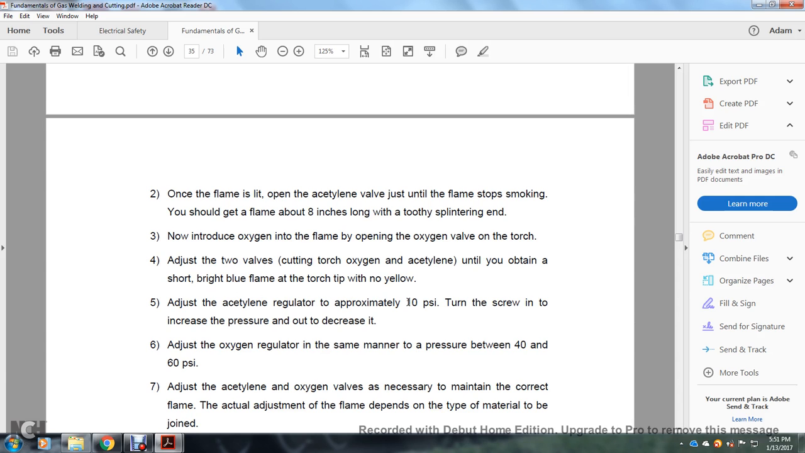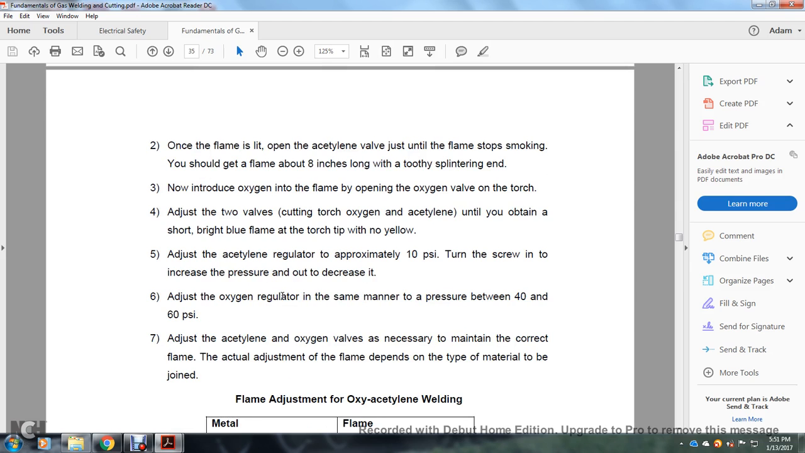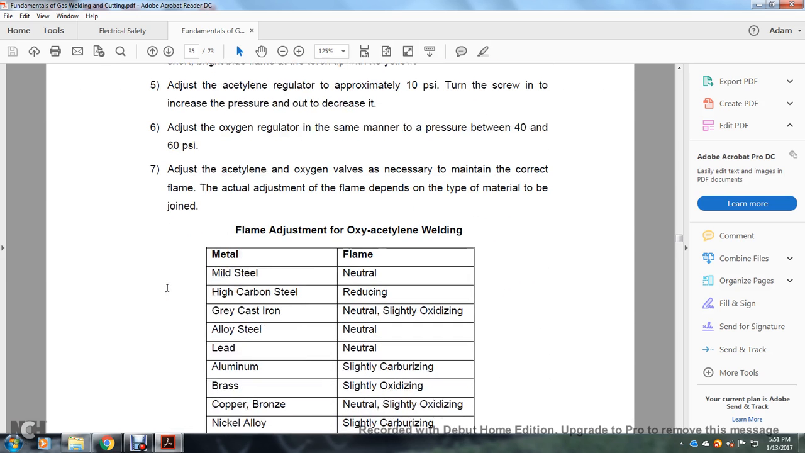Adjust the acetylene regulator to approximately 10 psi; turn the screw in to increase the pressure. Adjust the oxygen regulator in the same manner to a pressure between 40 and 60 psi. Adjust the acetylene and oxygen valves if necessary to maintain the correct flame. The actual adjustment of the flame depends on the type of material being joined.